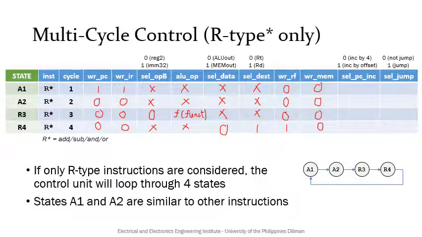Now, since we are writing only to the PC at the first clock cycle, then cell PC increment and cell jump are both don't cares for states A2 to R4. For the first clock cycle, we must increment PC by 4, so cell PC increment must be 0 and cell jump must be 0. And by this point, we have already completed our partial control signal table for R-type instructions.